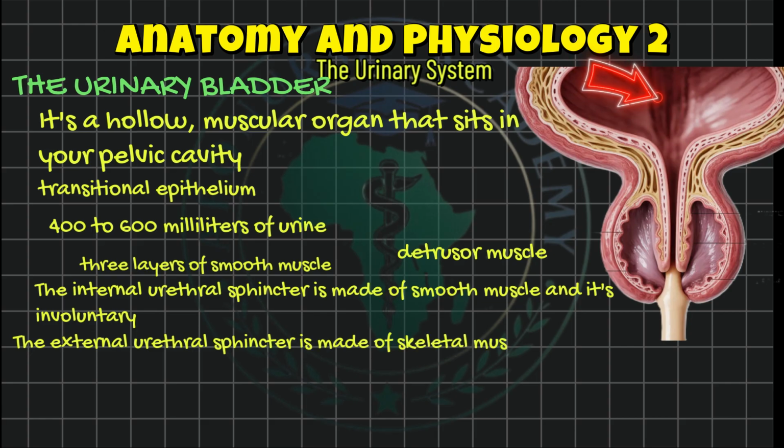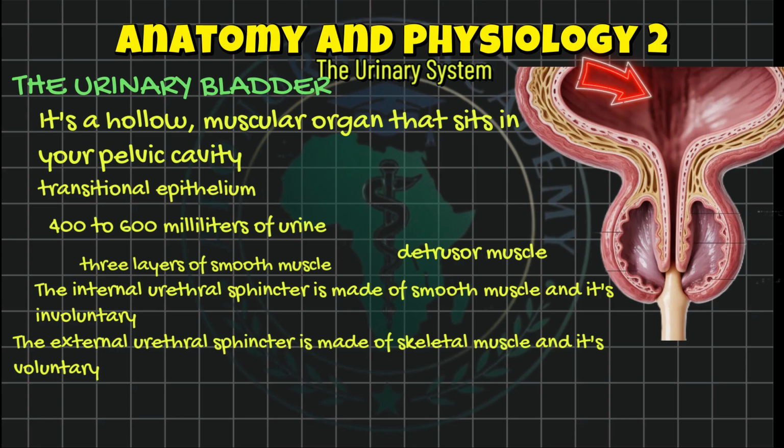The external urethral sphincter is made of skeletal muscle, and it's voluntary, meaning you can consciously control it. This is what gives you the ability to hold your urine even when your bladder is full, or to release it when you decide it's time to go.